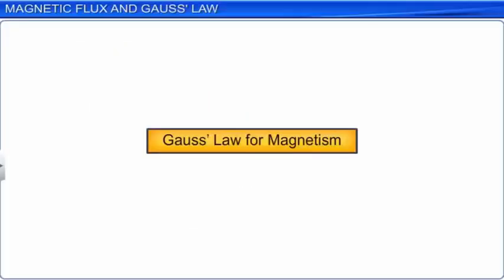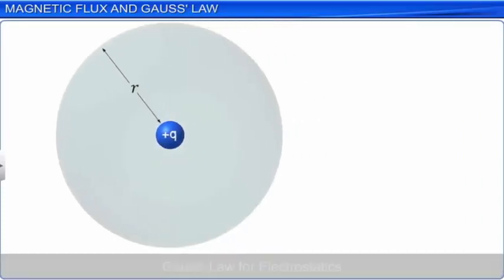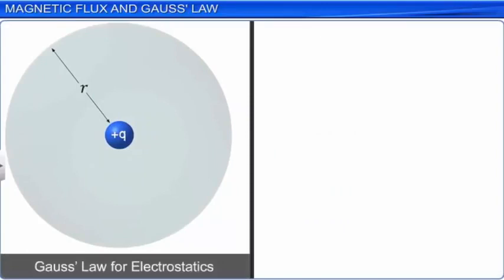Now let's discuss Gauss' law for magnetism. We know that Gauss' law for electrostatics is derived from Coulomb's law. From Coulomb's law of electrostatics, we derive that the electric field strength E is equal to 1 by 4 pi epsilon naught into Q by r square. Let this be equation 3.